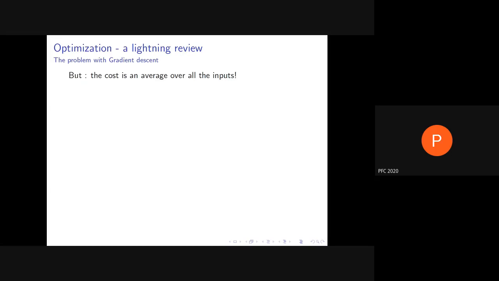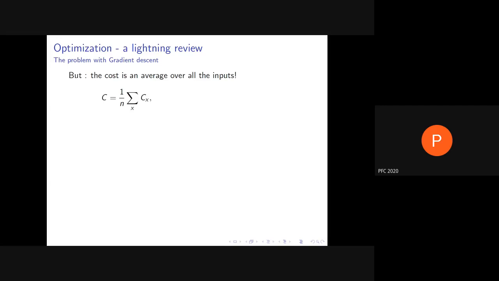But here is the problem. The cost C is an average over all the inputs that we have. And how many inputs do we have? Well, in the MNIST data, for example, even if we don't take all the 60,000 pictures to train, only 50,000 of them, I still have 50,000 inputs.